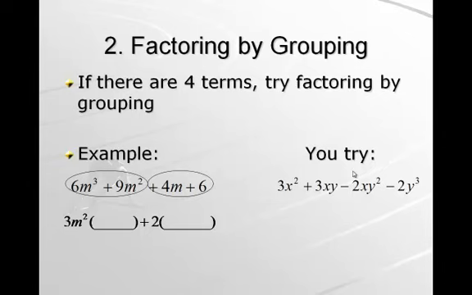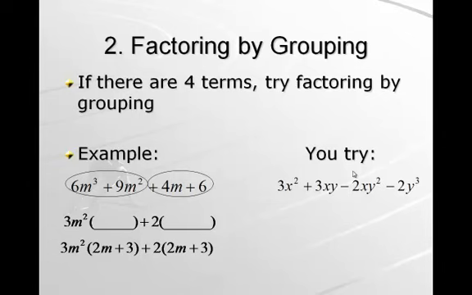That will come out in front of our parentheses of leftovers. In the second set, our greatest common factor is 2. That will come out in front of that second set. Now, I look at each set and I see what's left over. From my first set, when I take 3m squared and divide it out to each term, the first term leaves me 2m left over, and the second term leaves me plus 3 left over.